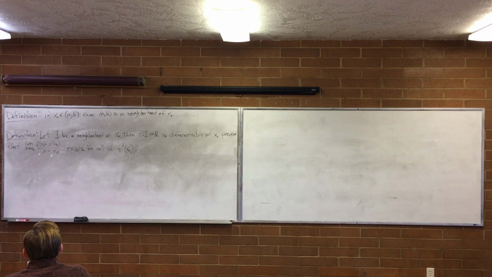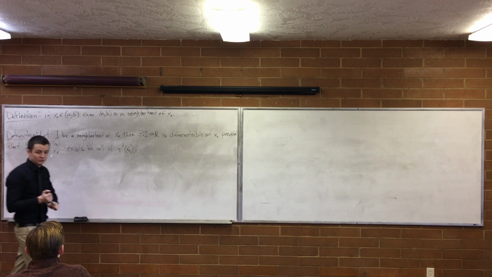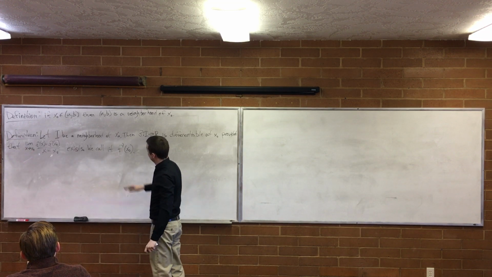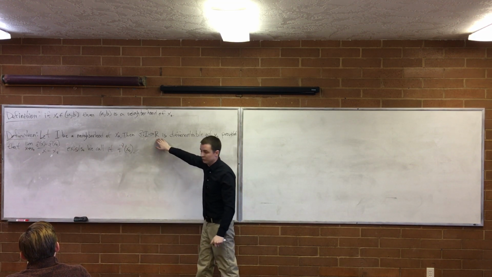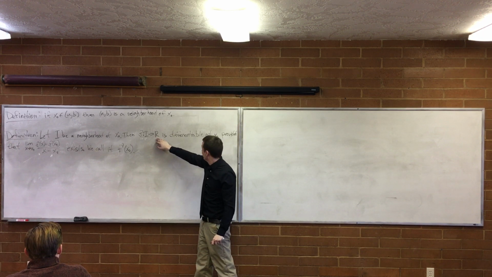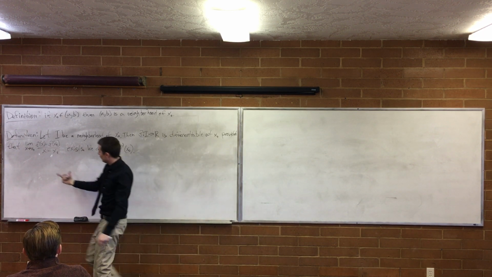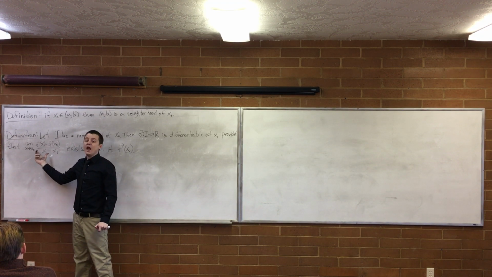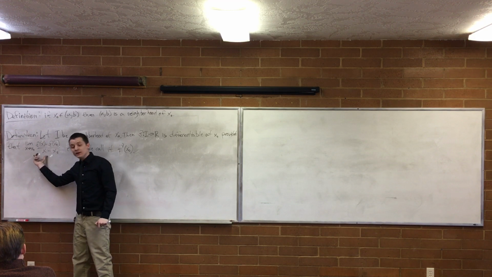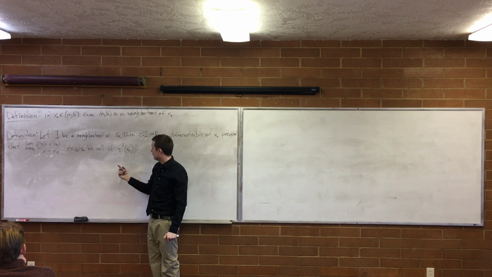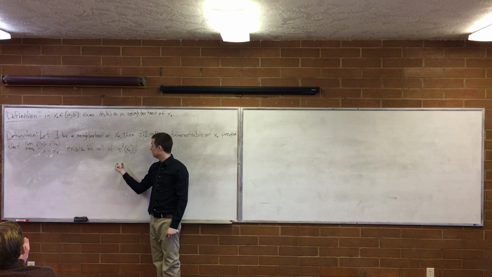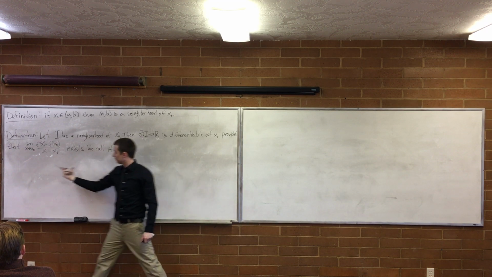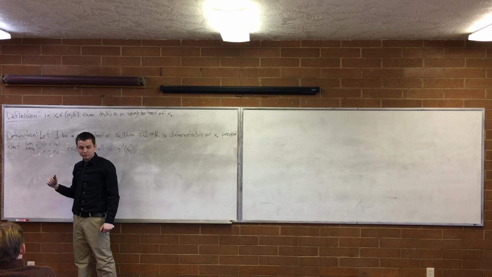Of f at x naught. So, we have a function from a neighborhood to the real numbers. We say it's differentiable at x naught if this limit exists. So the limit is called the derivative. If this limit exists, it is called the derivative of f at x naught. And we denote it this way. This is shorthand for this derivative because we do it so much.